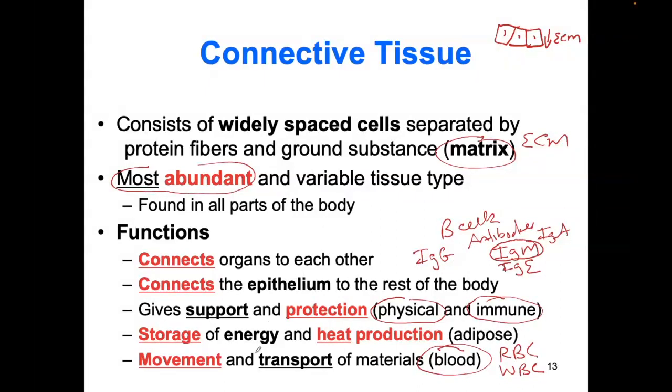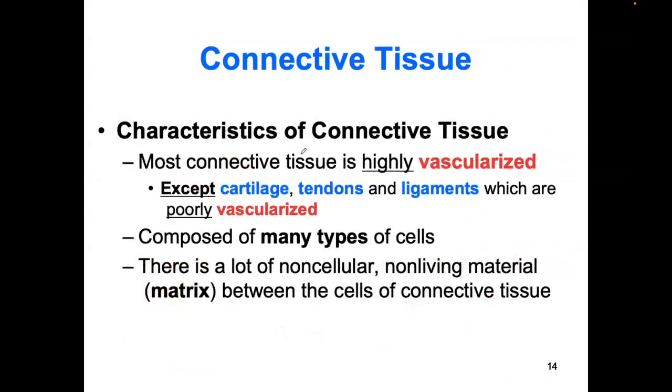Blood is designed for transport: to transport oxygen, to transport CO2, to transport nutrients, to transport hormones. So we need blood. Blood is liquid connective tissue.